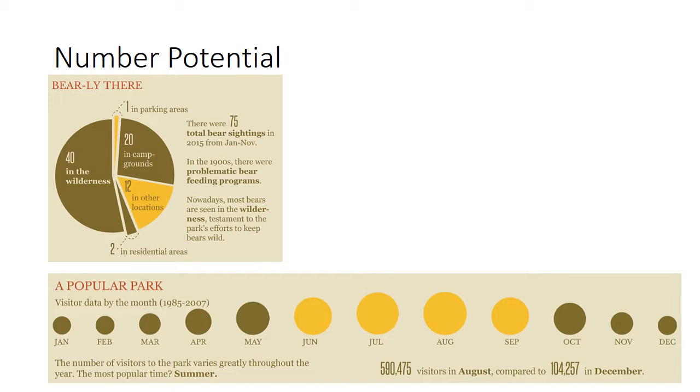The other number display that I used represents the number of bears sighted in different areas of the park. I chose a pie chart to represent this data because it allows the viewer to see the whole area, representing the 75 total bear sightings, as well as the different pieces of the pie that correspond to sightings in specific areas. The larger the slice is, the more bears were sighted in that area.